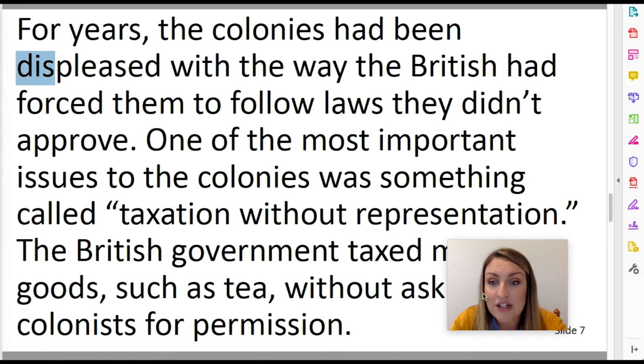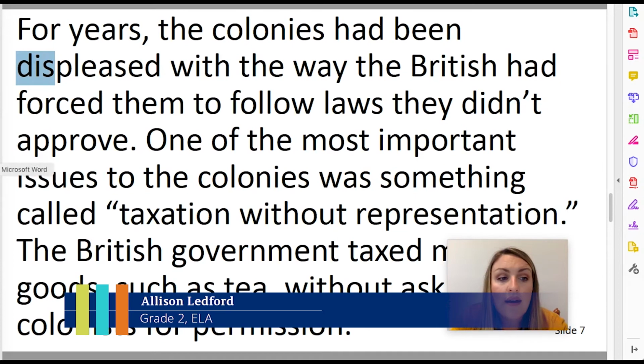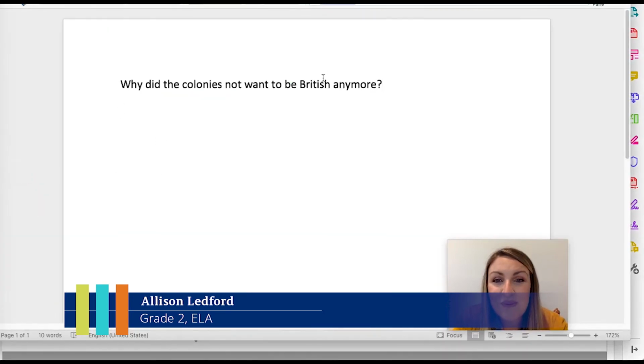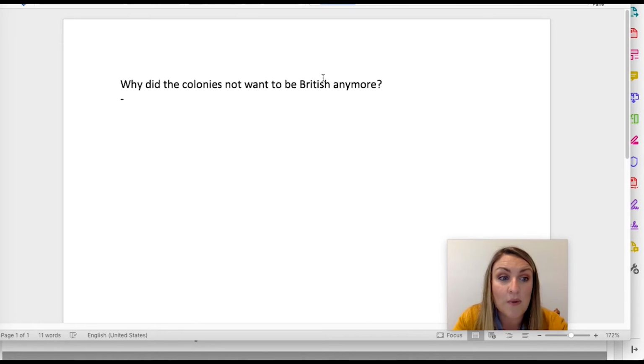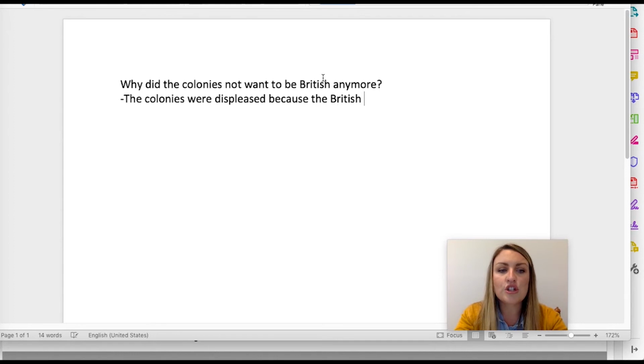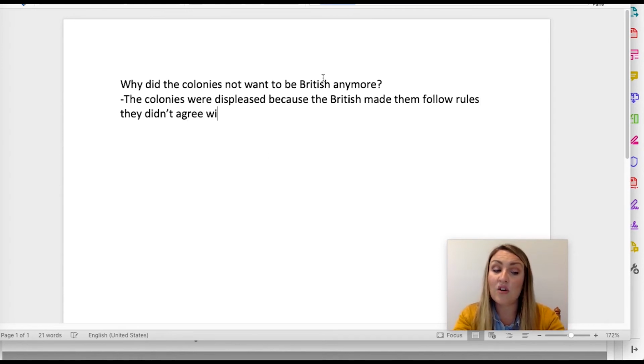Let's add this information to our notes. First, underneath where you wrote the question, you're going to make a bullet point, okay? And that is just to help you keep your notes organized, all right? And so you can add to your notes as I add to my notes, all right? I'm going to write the colonies were displeased because the British made them follow rules they didn't agree with.